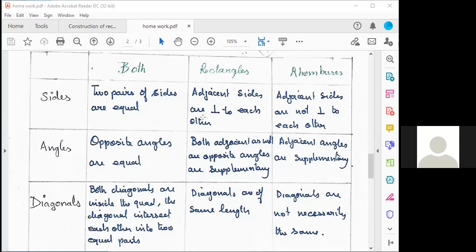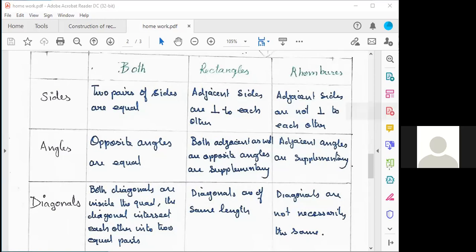You can write it in short: both diagonals bisect each other. And you can see that diagonals are of the same length for rectangles. In rhombus, they are not necessarily. Thank you for writing not necessarily, but they are perpendicular. That you should have mentioned.